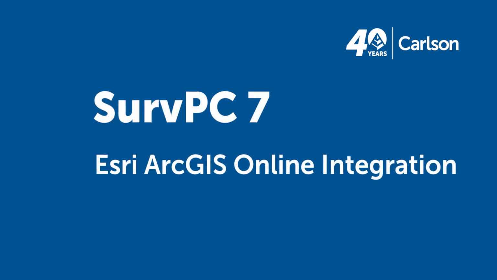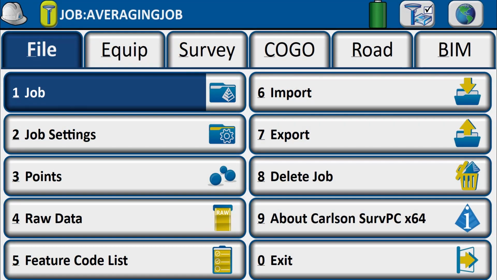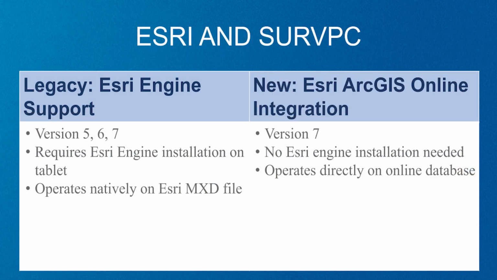In this video, I'll be talking about another great new feature of Carlson SurvPC version 7. Those who are familiar with SurvPC will know that for many years we've worked closely with Esri to allow integration of their GIS database files into SurvPC. In previous versions, like version 5 or 6, this was achieved by running the Esri engine on your data collector and running natively inside the Esri MXD file. In version 7, we're excited to introduce an even easier way to use Esri, which is complete integration with the Esri ArcGIS online database. Let's jump in and have a look.